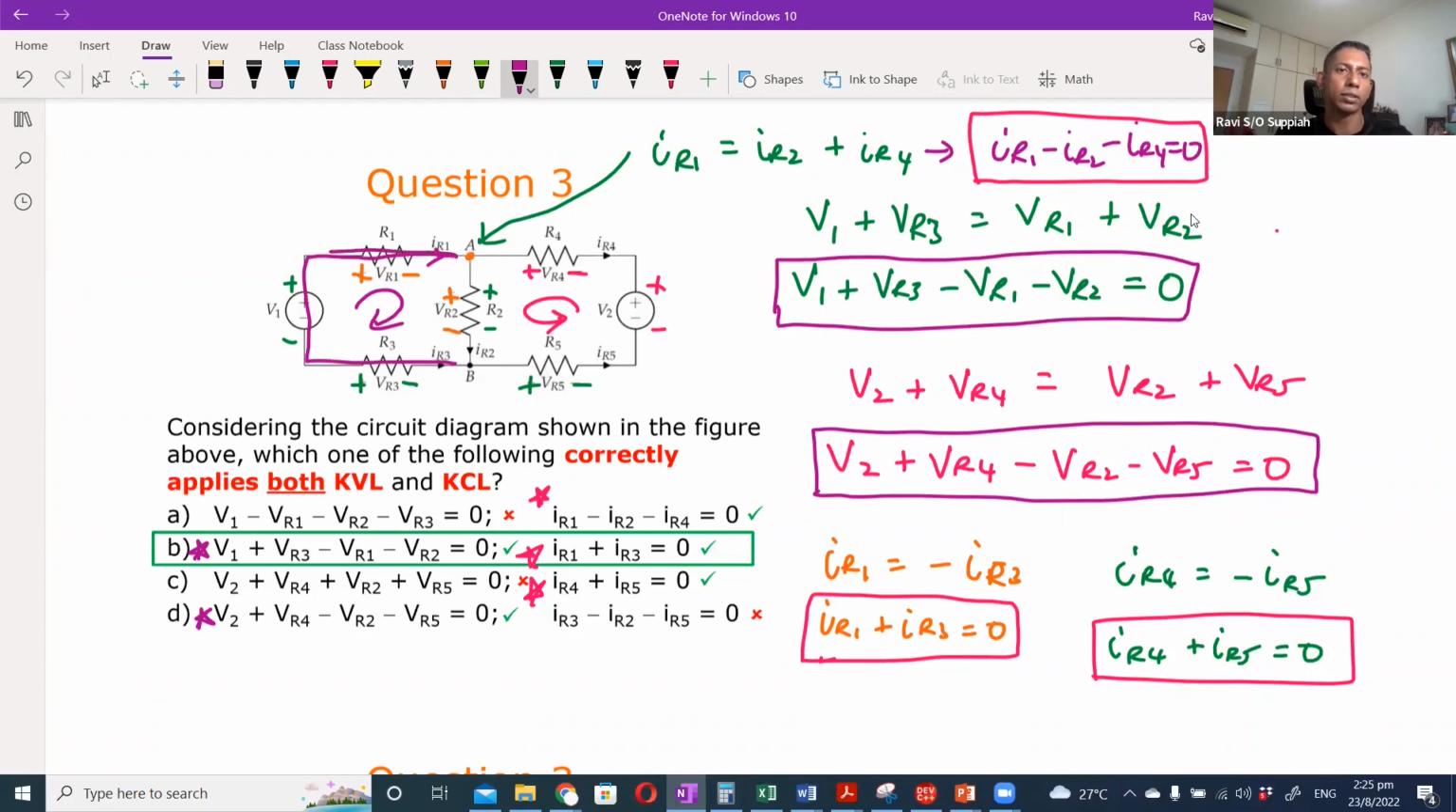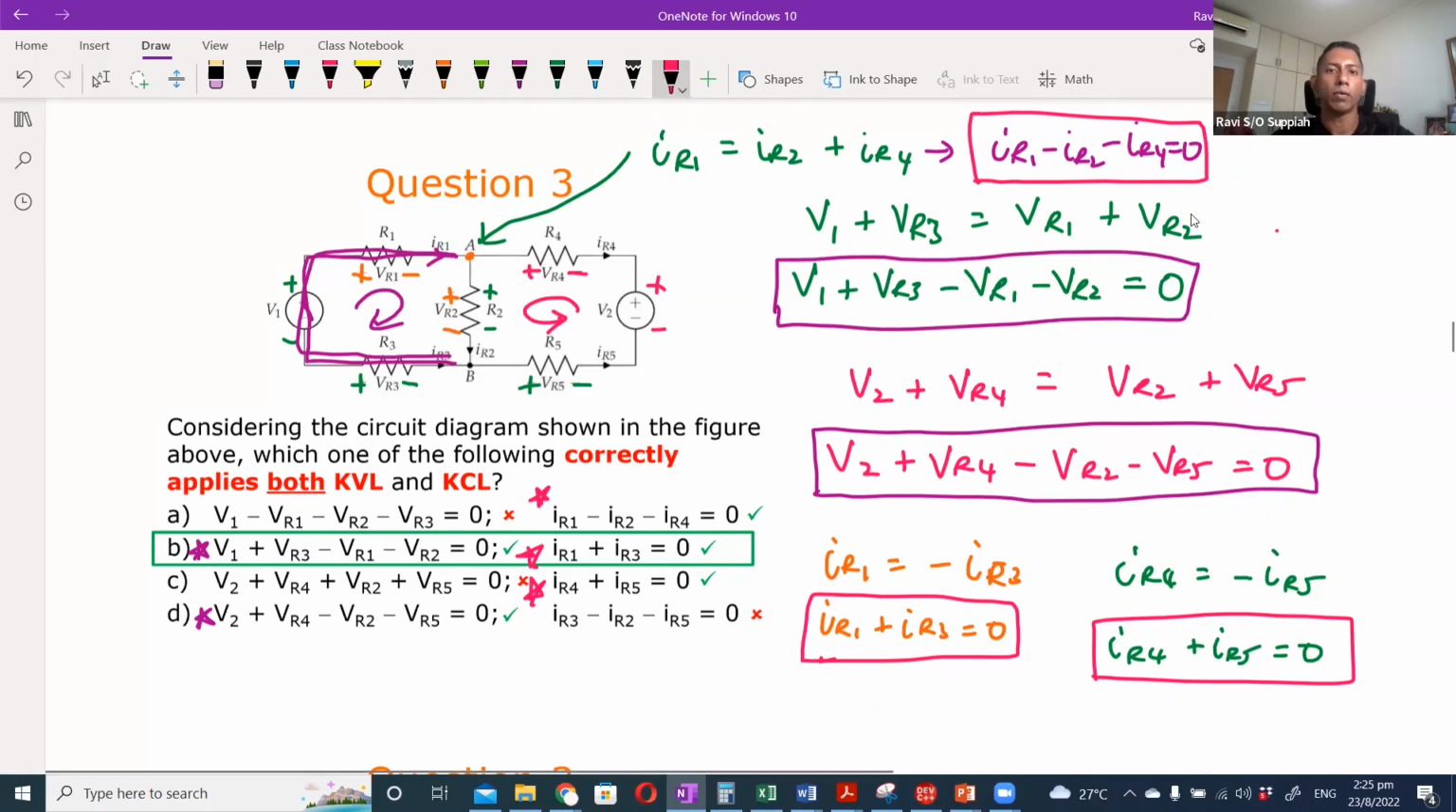Whatever current flows through resistor 1 is the same current that flows through resistor 3, because there is no split anywhere along the way. Since it is the same branch, there is nothing else interfering. So R1 and R3 are considered series because the same current flows through them. That is why IR1 is the same as IR3.